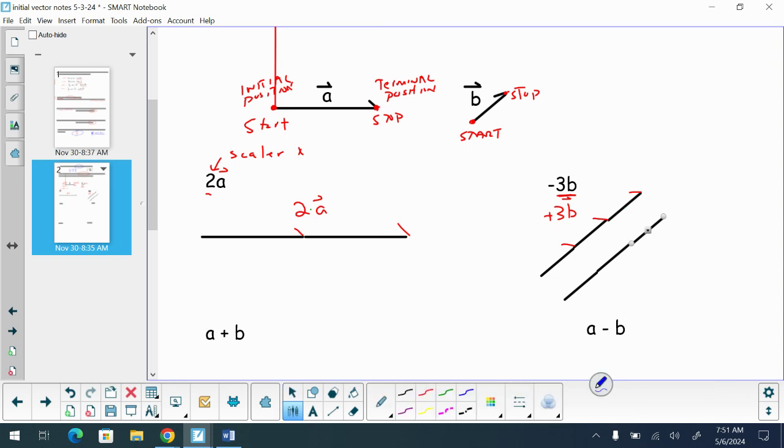So all we do with respect to -3b is, rather than going upwards to the right, we take it downwards to the left. We just go the opposite direction. It does not affect the length of it. It just affects the direction. We go backwards. Now this whole first part deals with the introduction to vectors, but it also deals with operations of vectors.